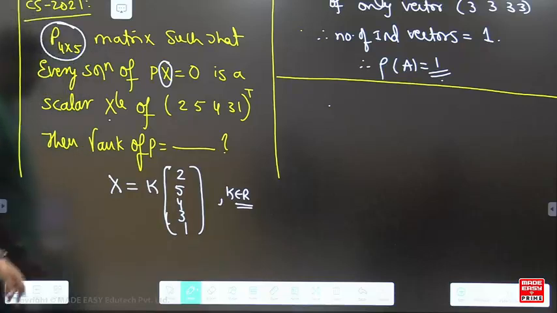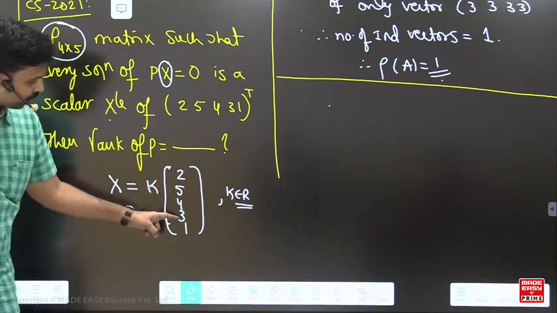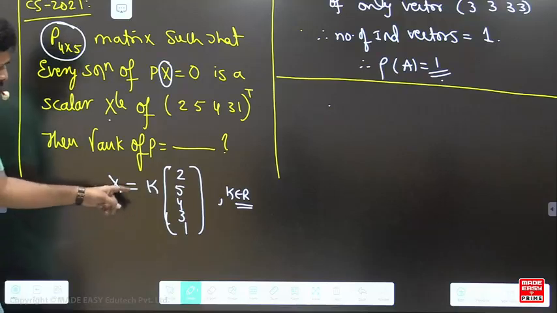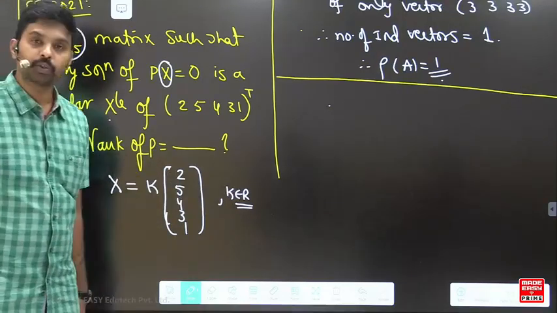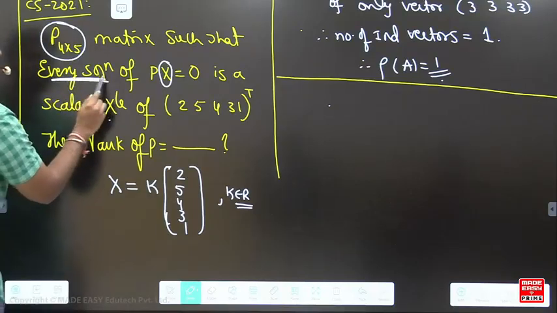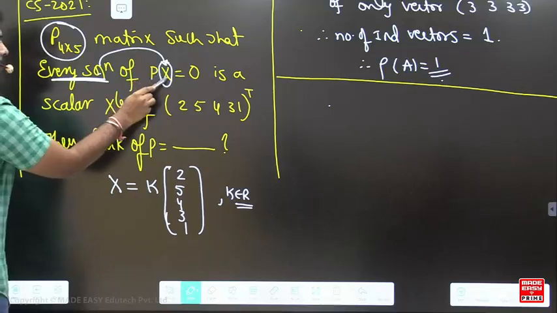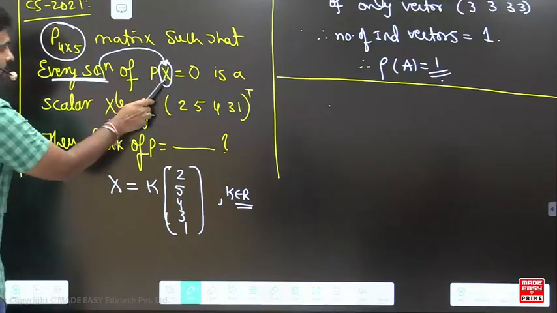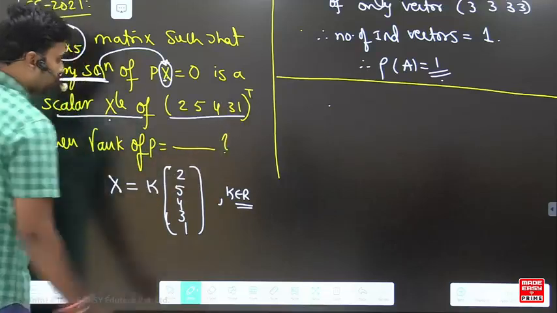K belongs to R. So X is equal to K times (2, 5, 4, 3, 1), where K belongs to R. So he said every solution is what? Solution means X, X not equal to 0. So that X is a scalar multiple of these vectors.